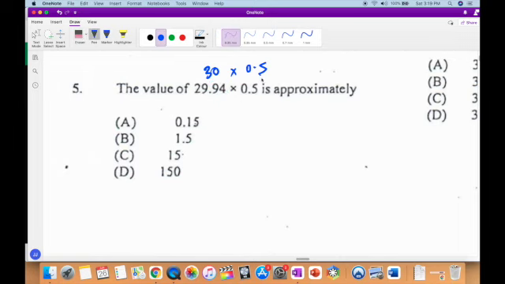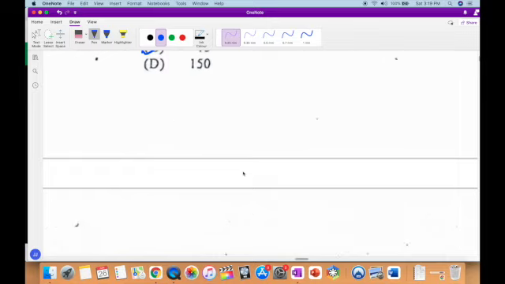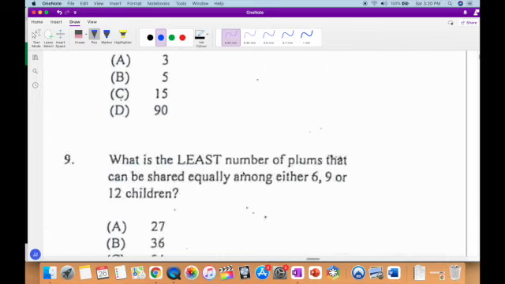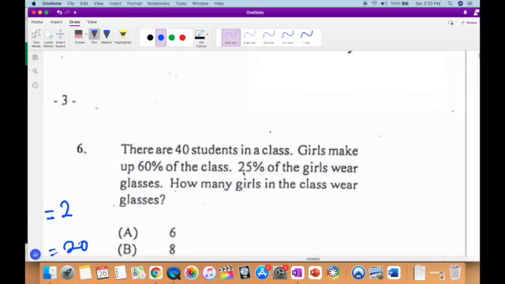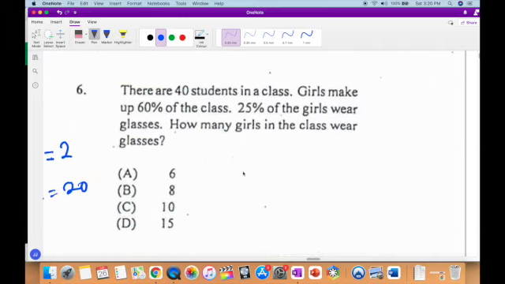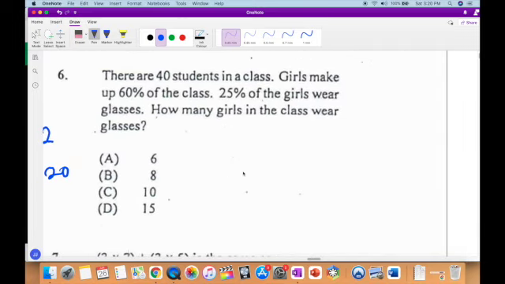So 30 multiplied by a half is 15. You can see that no real calculation had to happen there, right? This is also a repeat question that we saw recently.